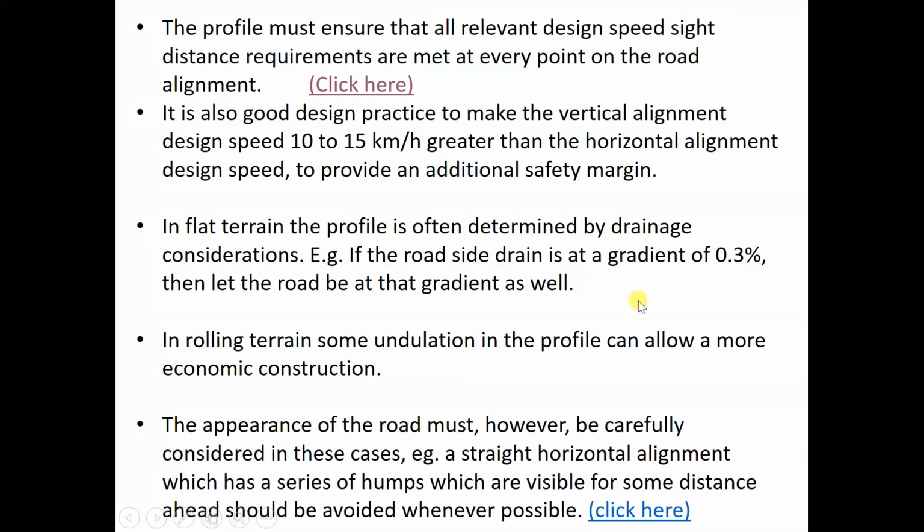But if you follow the gradient of the road and the drain, the gradient of the road 0.3%, then you can maintain a constant depth of the drains. So that's a good thing. You don't need to worry about the drain being too deep on the side of the roads.